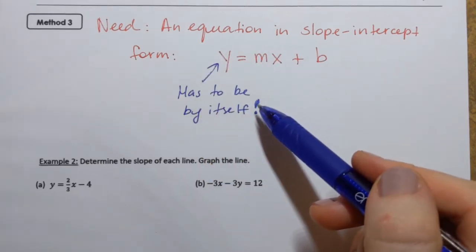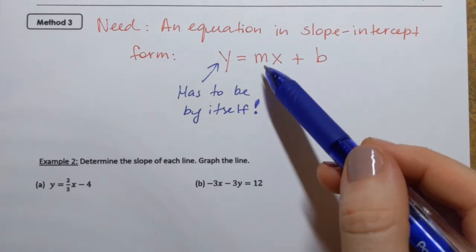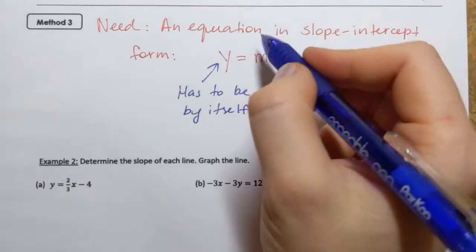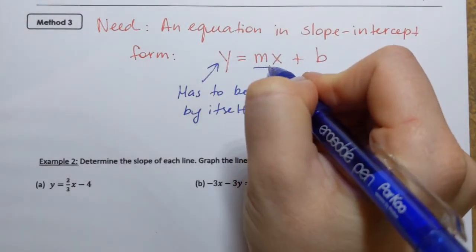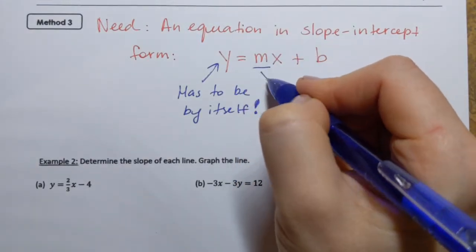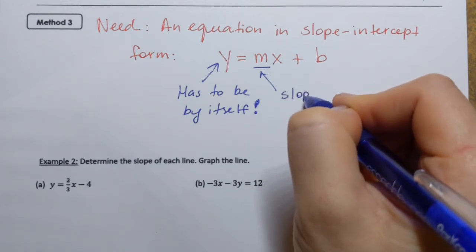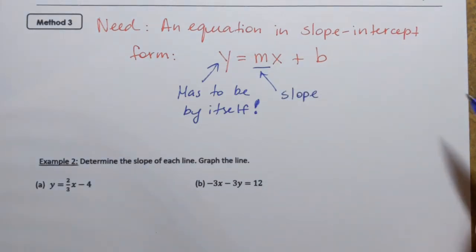But whenever y is by itself, the numbers m and b have special meaning. The number that's right in front of x, which is denoted by m, is the slope. So we kind of get it for free. We don't even have to really look for it. It's right in front of us. That number is the slope of the line.